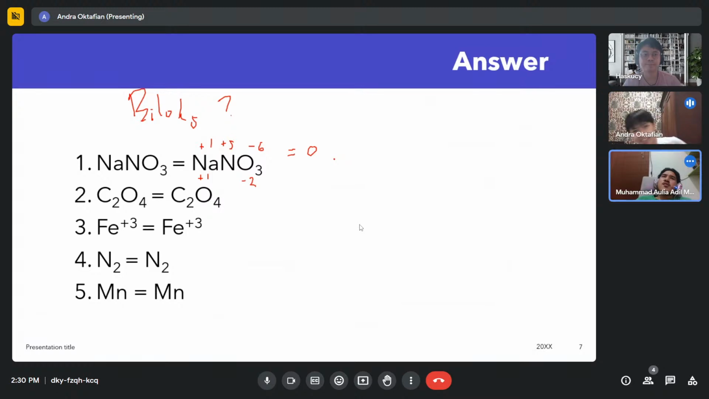Yes, you are very true. I get it. Wait, hold on. So the whole compound is zero, basically neutral, right? Yes, the total oxidation number should be 0 when you sum everything. When you sum all the numbers here on the upper side, it should be 0.